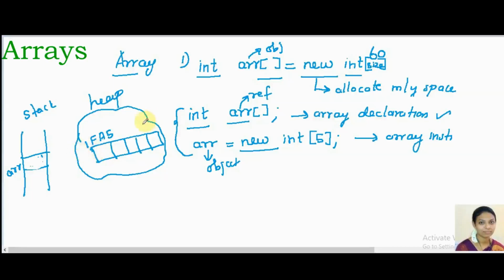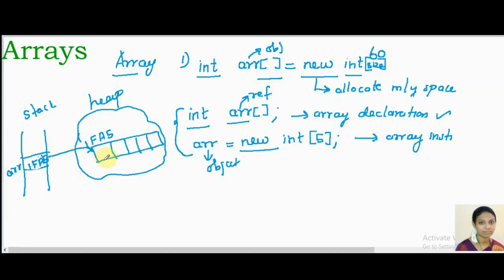What is the reference of this? So here I have to use 1FA5. So that will be stored here, and this place is now linked to the starting place of the array. Okay, so that's what happened when we use the new keyword.